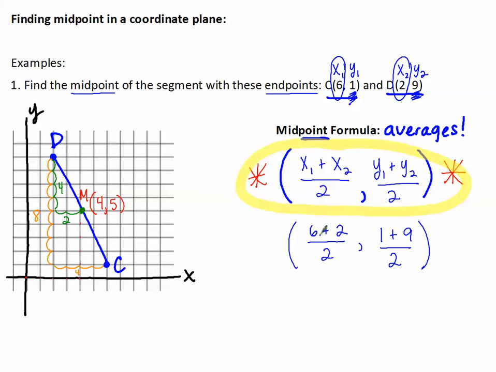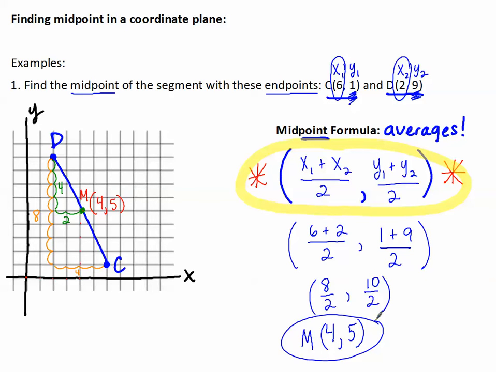Now let's calculate. 6 plus 2 is 8. Don't forget the divided by 2 part. 1 plus 9 is 10, and don't forget the divided by 2 part. Don't forget our parentheses because that makes it an ordered pair. 8 divided by 2 is 4, and 10 divided by 2 is 5. Let's write an M next to it because that's our midpoint, and now we're all done.